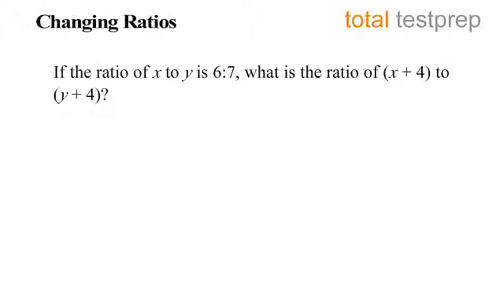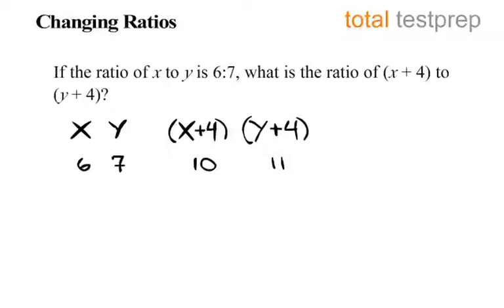And finally, if the ratio of x to y is 6:7, what is the ratio of x plus 4 to y plus 4? We can set up a table to see what results we would get here. So if x is 6, for example, then y would have to be 7, because those are two numbers that have a ratio of 6:7. If x is 6, then x plus 4 is 10, y plus 4 is 11, and so the ratio of x plus 4 to y plus 4 is 10:11.